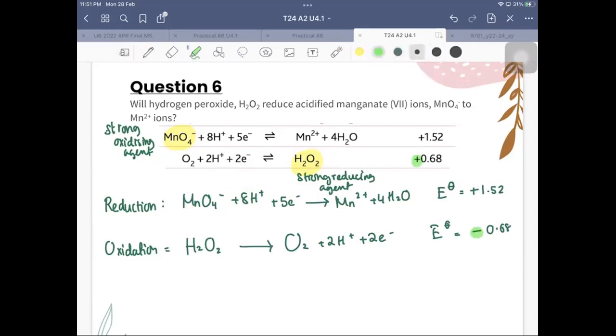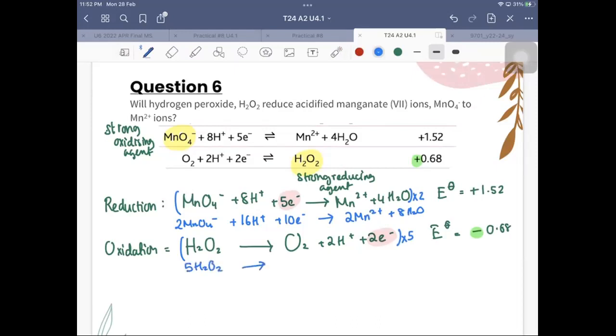Before I can combine these two half equations, I have to look at the number of electrons first. The common multiple for these two would be 10 electrons. To make it 10 electrons, I need to multiply the reduction by 2, and the oxidation I need to multiply by 5. So that means I've got 2 MnO4 minus plus 16H plus plus 10 electrons to form 2 Mn2 plus plus 8H2O. And for the oxidation reaction, I multiply by 5 to form 5O2 plus 10H plus plus 10 electrons. Can you spot now that I've got the same number of electrons?